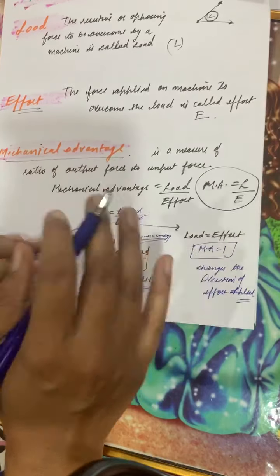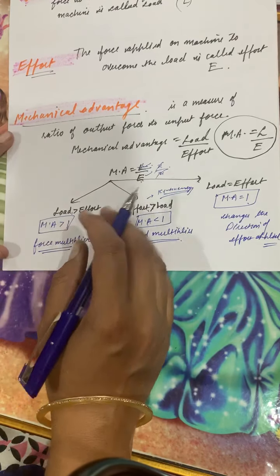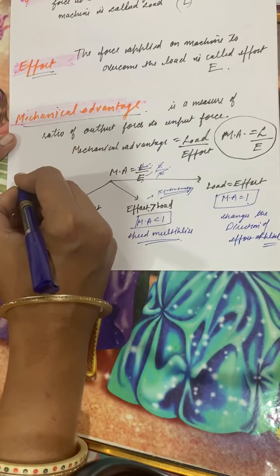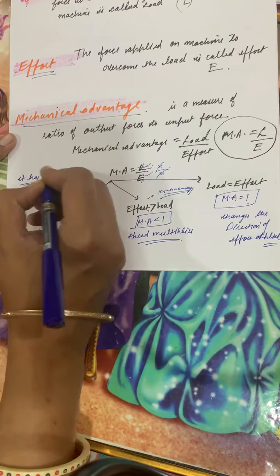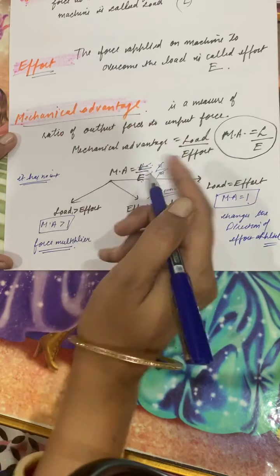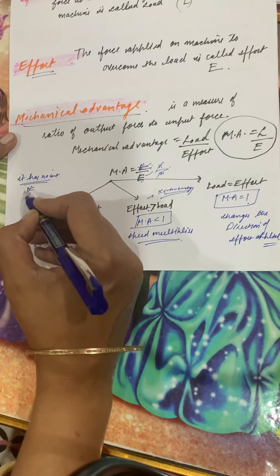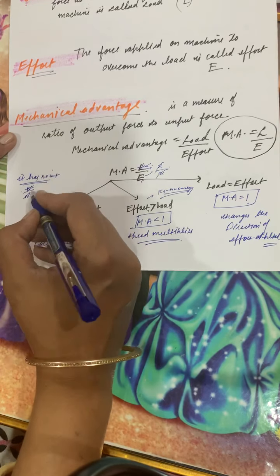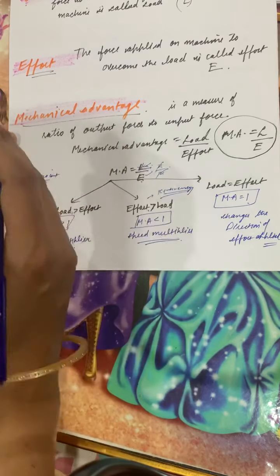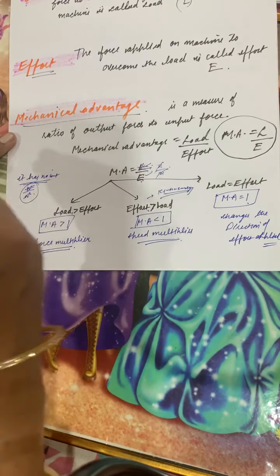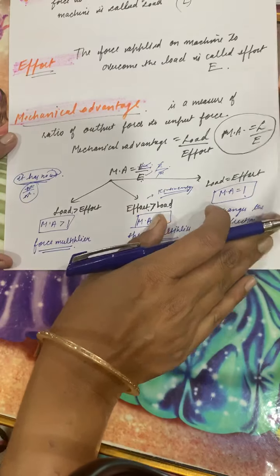Now the next thing: one thing was left, the unit of mechanical advantage. What is the unit of mechanical advantage? It has no unit. Why? Because it is the ratio of similar quantities, force. The unit of force is Newton, and again Newton in SI, so it has no unit. Whenever the ratio is of similar quantities, there is no unit. So mechanical advantage has no unit.